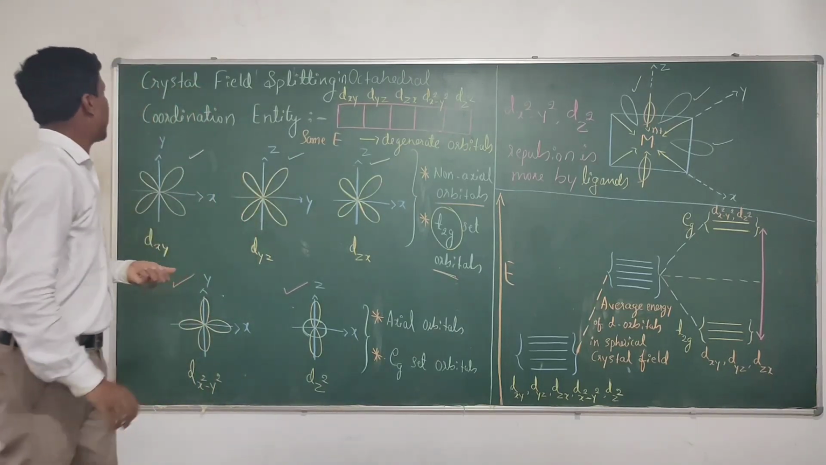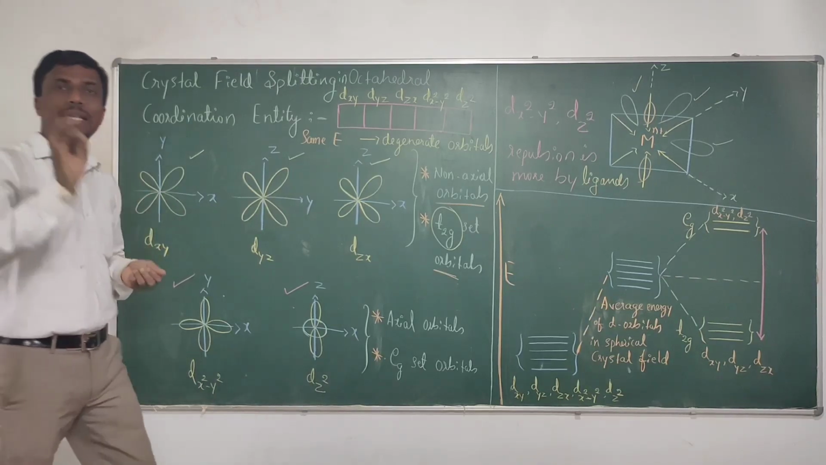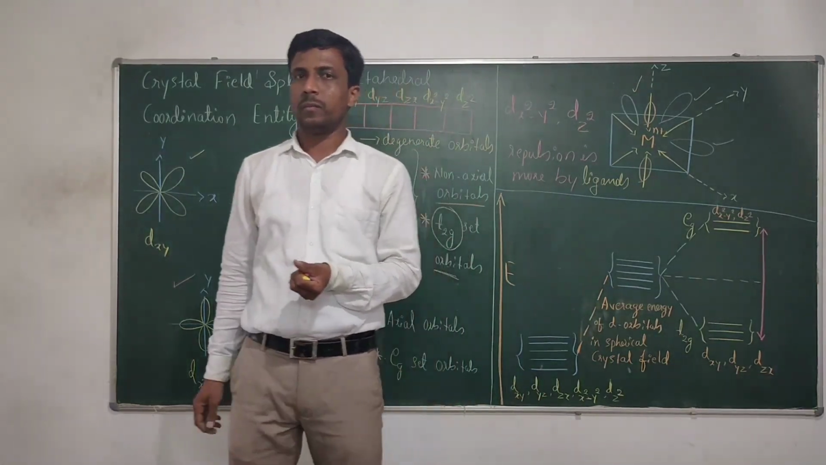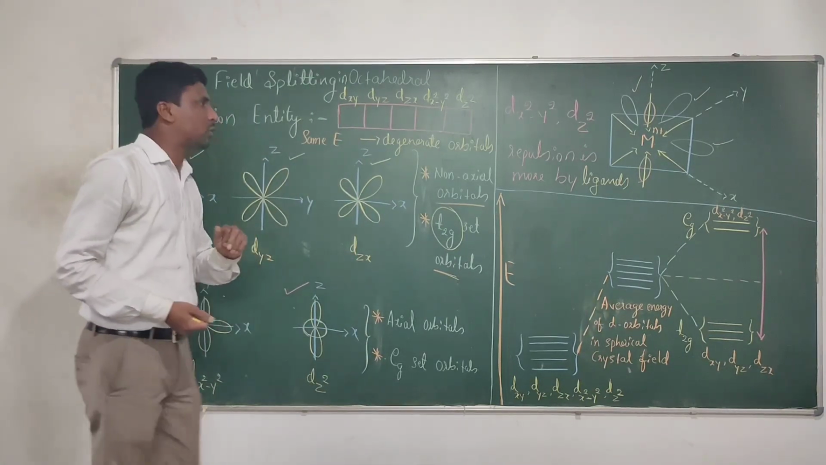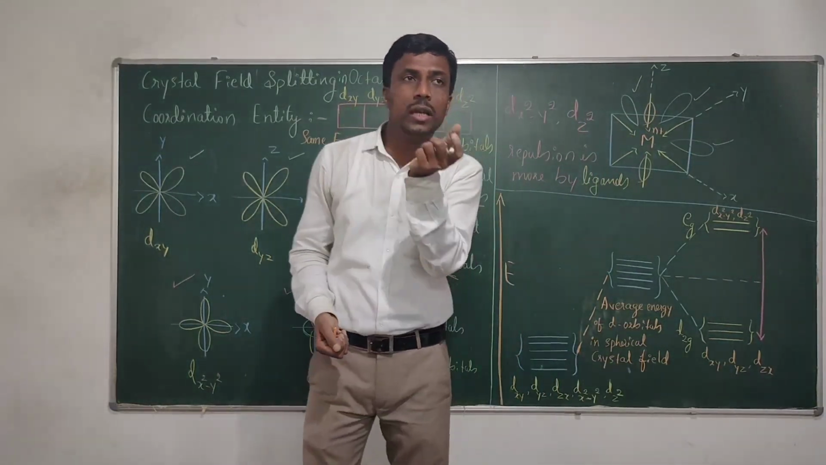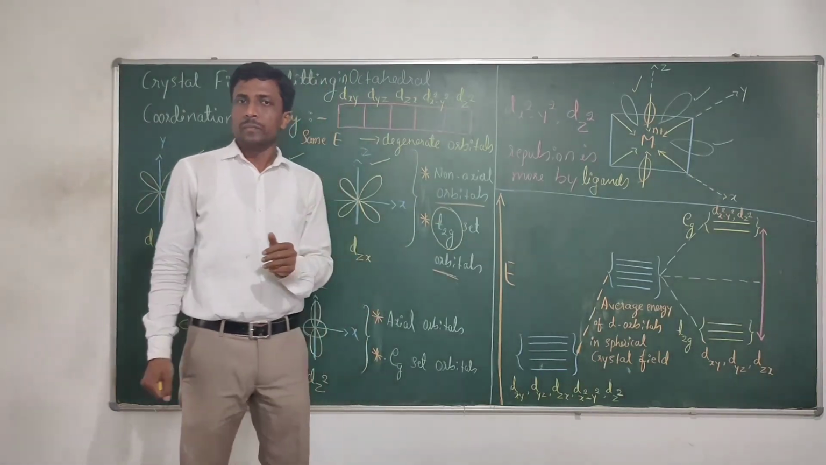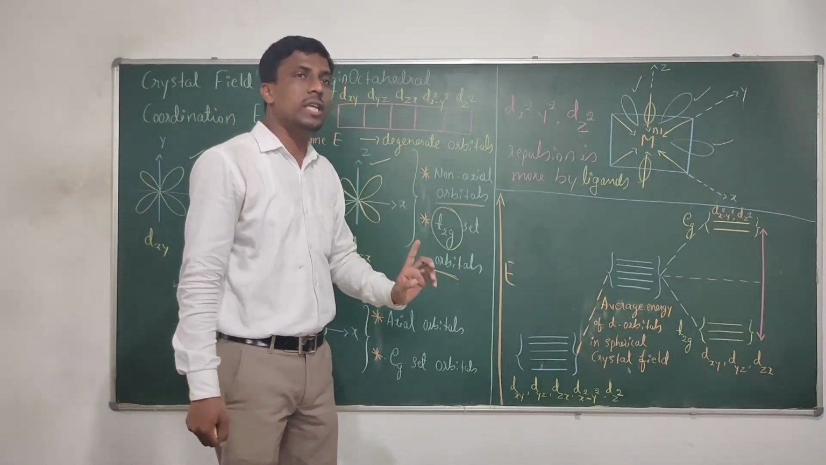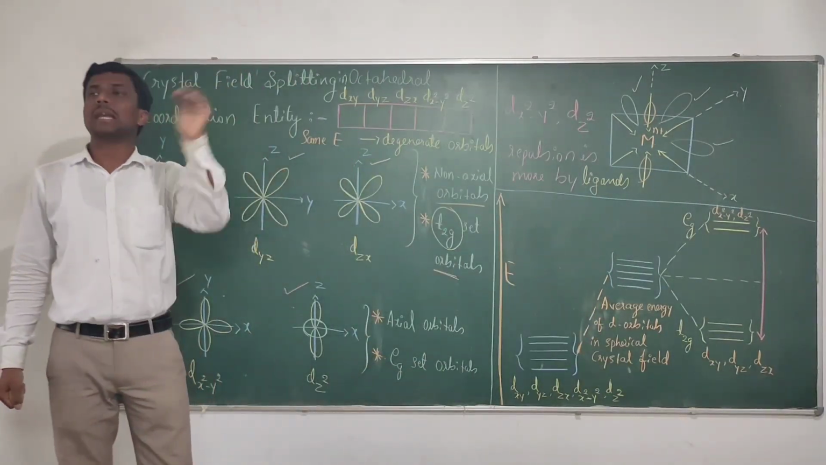Okay? What is happening here? In crystal field splitting of octahedral coordination entity, 6 ligands are approaching the central metal atom in octahedral direction. In this condition, dx square minus y square and dz square orbitals are having their lobes in the direction of the approaching ligands. Therefore, they will experience more repulsion. Because of more repulsion, the energy of these orbitals increases. Energy of each set of orbitals increases.